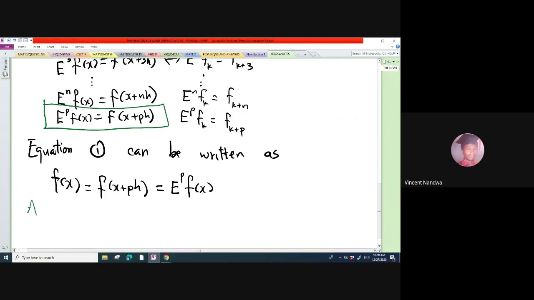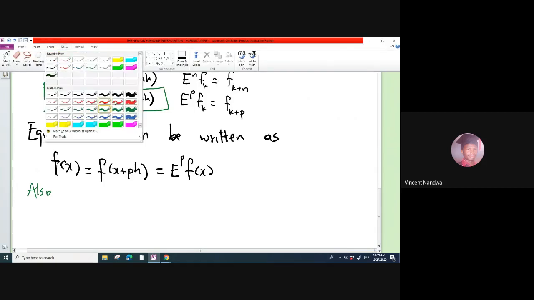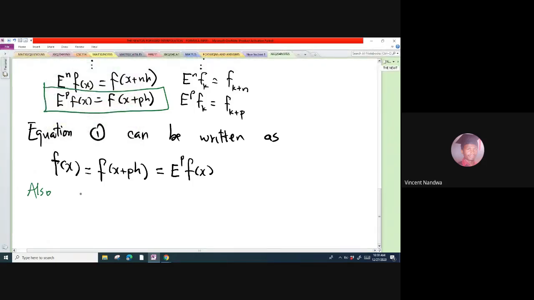Also remember, the shift operator has a relationship with the forward operator, given by: the shift operator is the same as 1 plus the forward operator. So therefore, this can be written as, where the shift operator we write 1 plus the forward operator raised power p of f of x.